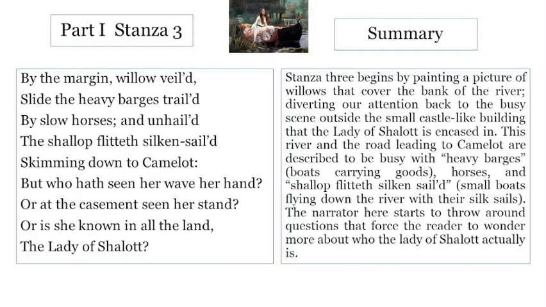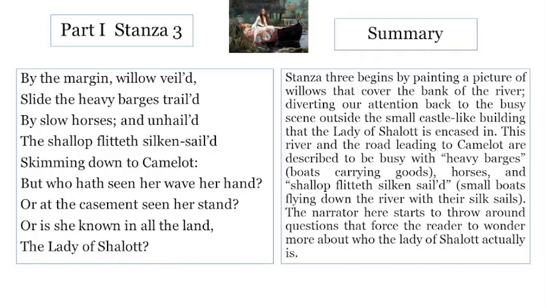So this river and the road leading to Camelot are described to be busy with heavy barges, that is boats carrying goods, horses, and shallop flitteth silken-sailed, that is small boats flying down the river with their silk sails. With all these things, he has created a picture of a busy waterway of the river. The narrator here starts to throw around questions that force the reader to wonder more about who the Lady of Shalott actually is. So he is asking a question.